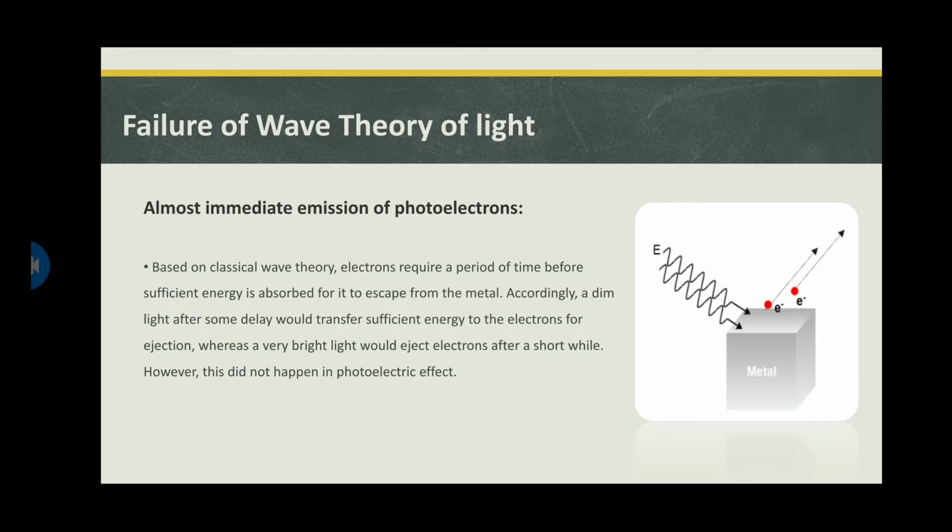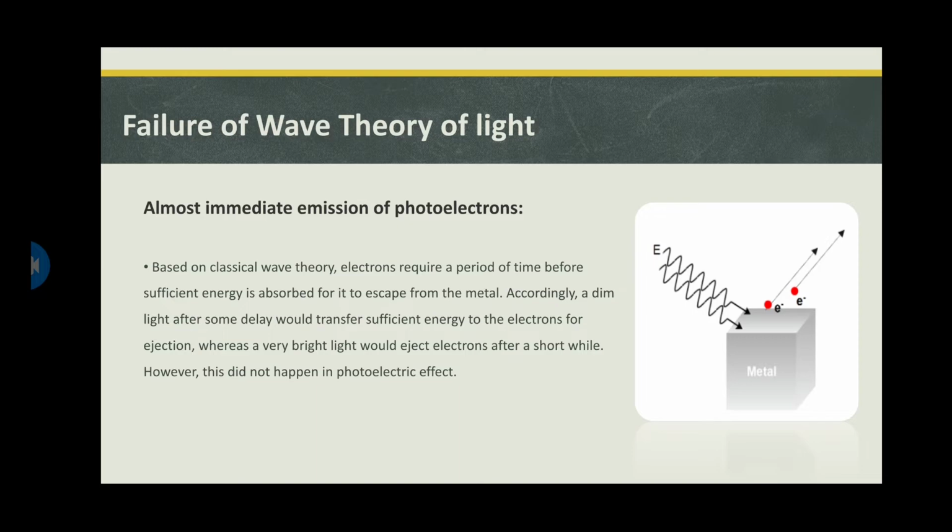Basically, wave theory assumes that after some time of light falling on the metal, it will eject electrons, and this depends on the intensity. After some time, even dim light may eject electrons, and high intensity light will eject electrons faster, whereas this does not happen in the photoelectric effect. This is another one of the major drawbacks.